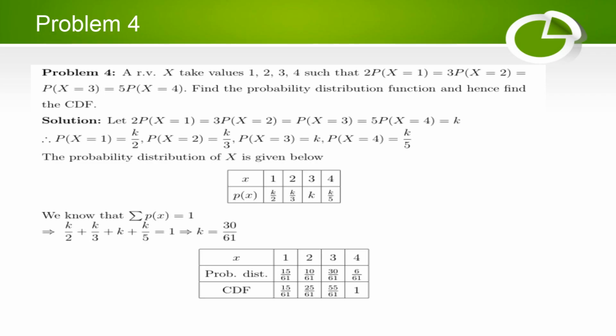X takes values 1, 2, 3, 4. Probability distribution takes values 15 by 61, 10 by 61, 30 by 61, 6 by 61. CDF takes values 15 by 61, 25 by 61, 55 by 61, 1.